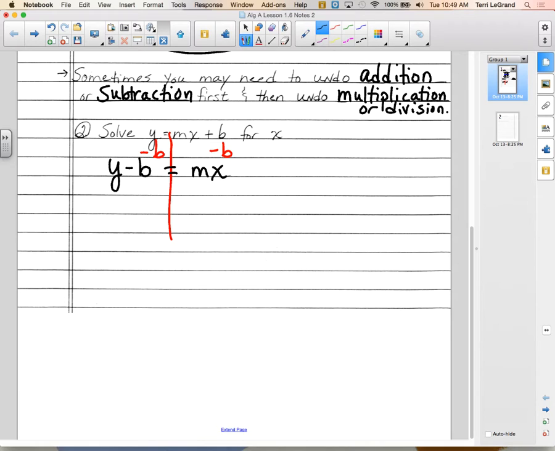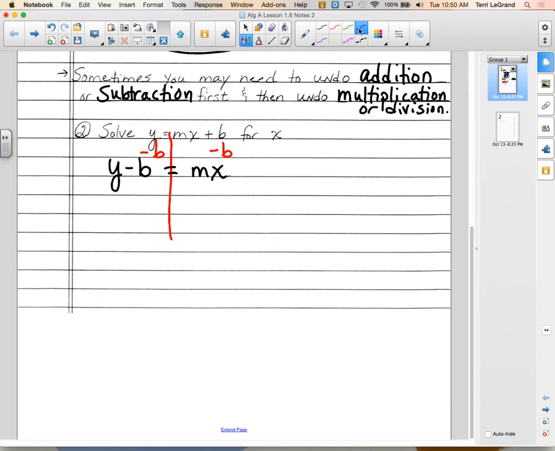What would be our next move in this one? We need the x alone. Devontae? What should we do next? Get rid of the m. Okay, get rid of the m. Say, see ya. Divide by m. Divide both sides by m. Yeah, okay, so divide both sides by m.